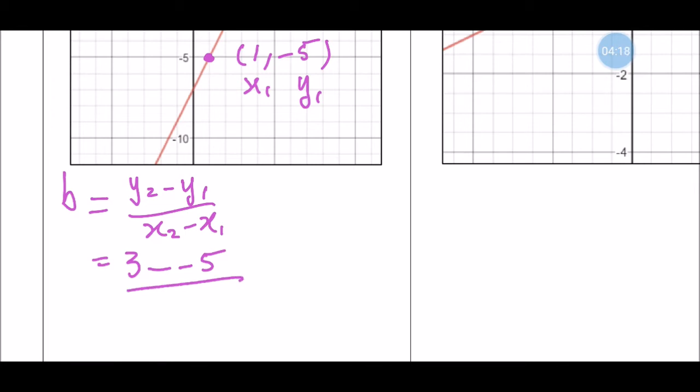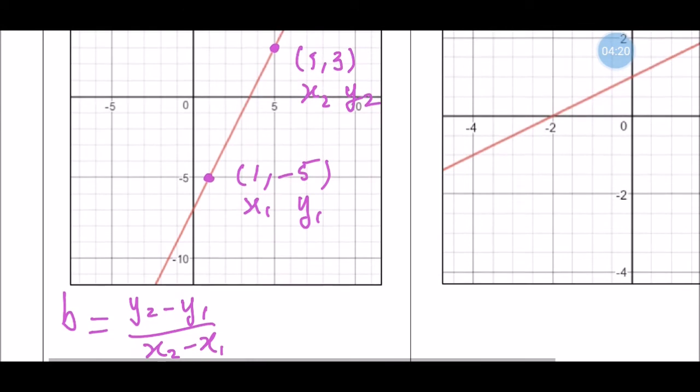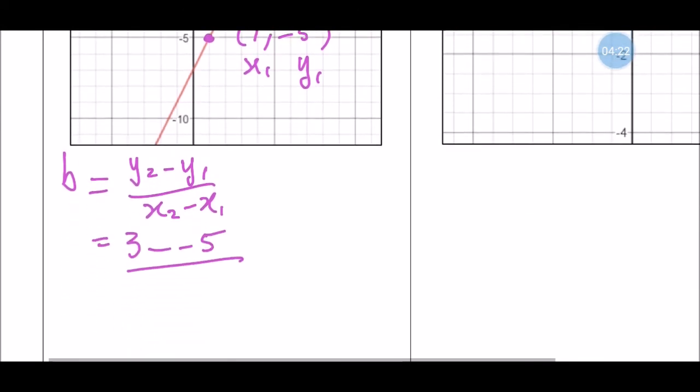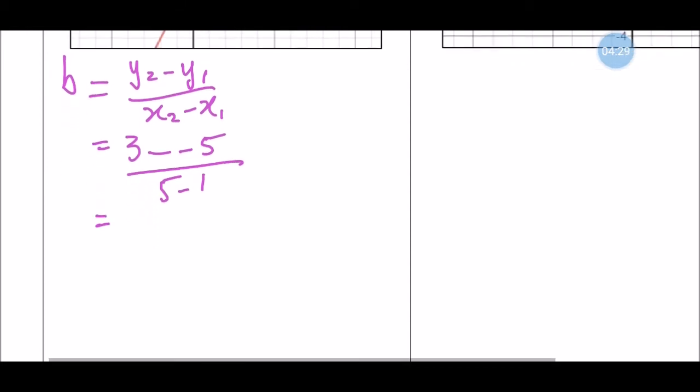Over x2 minus x1. So that's going to be 5 minus 1. Okay, 3 minus 5 becomes 3 plus 5, which is 8. And 5 minus 1 is 4. So we get 8 over 4, which is in fact 2. So there we go, we've found the gradient. The gradient is 2.